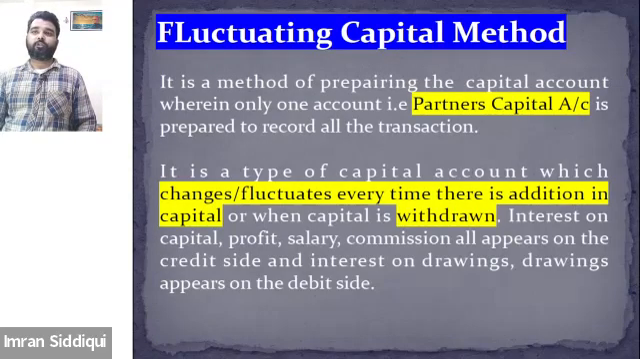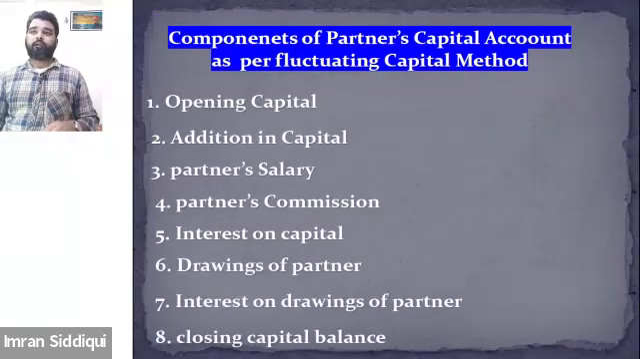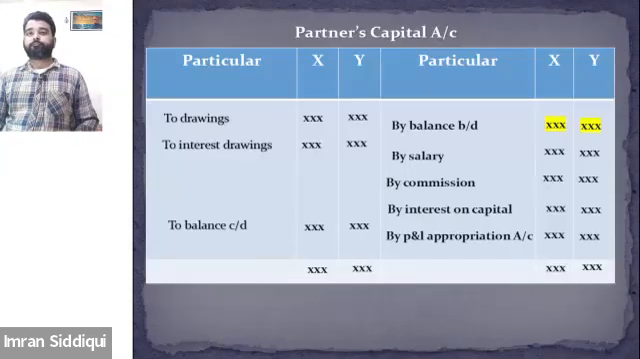So I guess definition is clear to all of you, right? Everyone, definition is clear to all of you. Like, what is fluctuating capital method? Fluctuating capital method is a method of preparing capital account of partners wherein only one account is prepared, which is called partners capital account, and all transaction that leads to increase in the capital or reduction in the capital is recorded at only one place, which is called partners capital account. And partners capital account records all these transactions like opening balance of the capital and any transaction that leads to the addition in the value of the capital, partner's salary, partner's commission, interest on capital, all transaction at one place. This is the form.